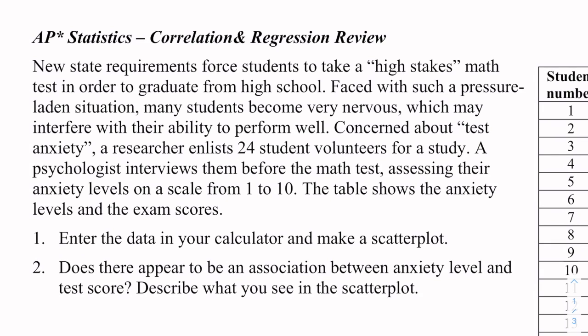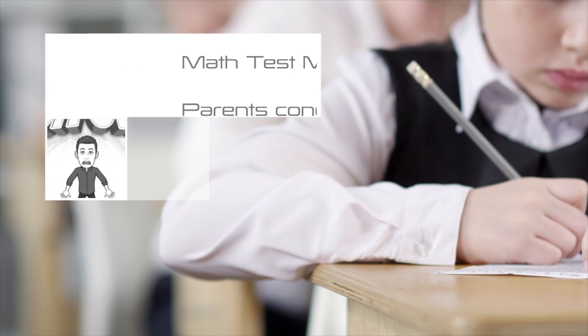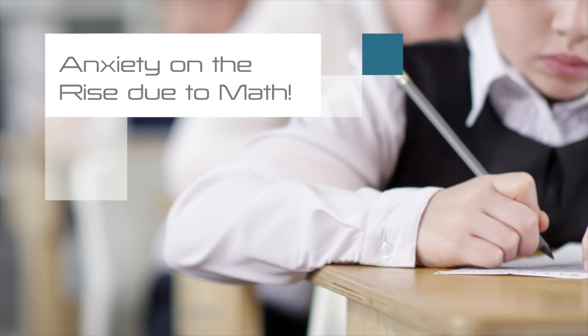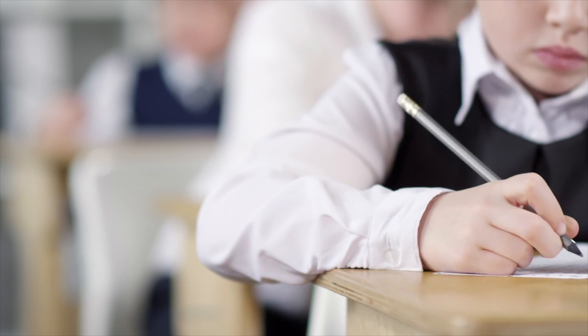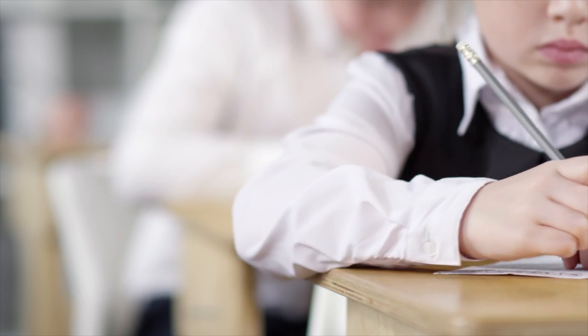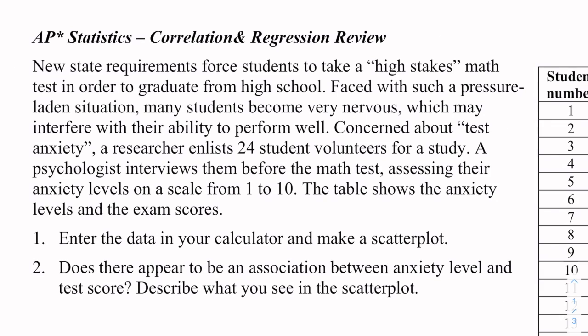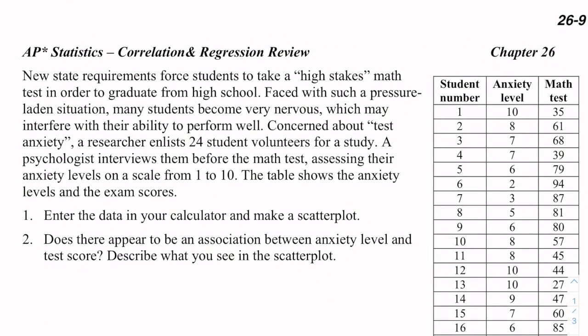So in this case, and it might sound familiar to you guys, new state requirements force students to take high-stakes math tests in order to graduate from high school. This is happening in New York State. Faced with such a pressure-laden situation, many students become very nervous, which may interfere with their ability to perform. Concerned about test anxiety, a researcher enlists 24 student volunteers for a study. A psychologist interviews them before the math test, assessing their anxiety levels on a scale from 1 to 10. The table, which I have typed into the calculator already, shows the anxiety levels and then their subsequent exam scores that they got.